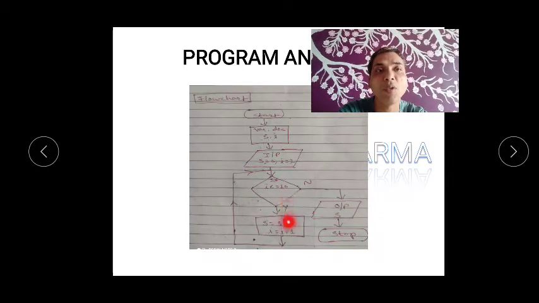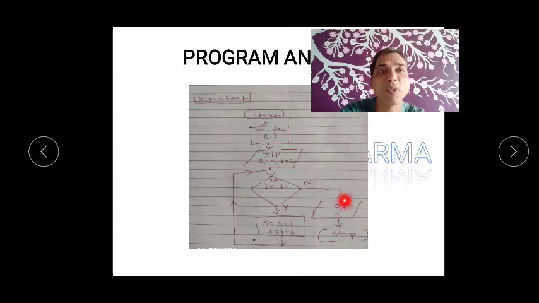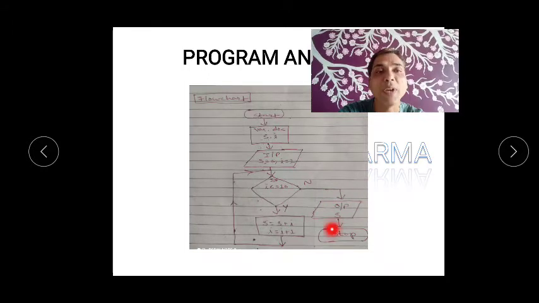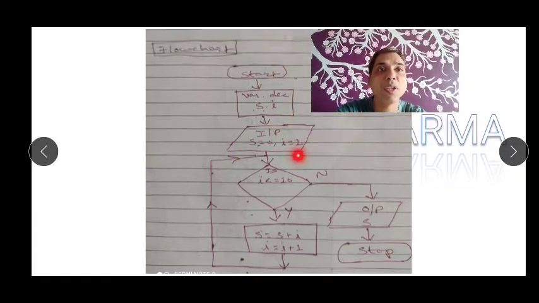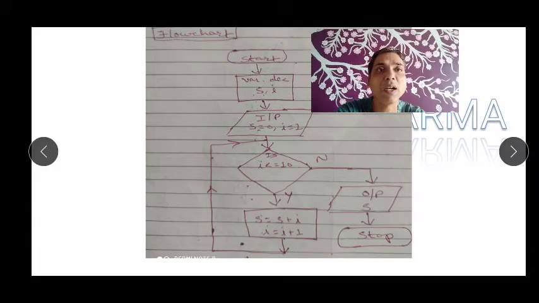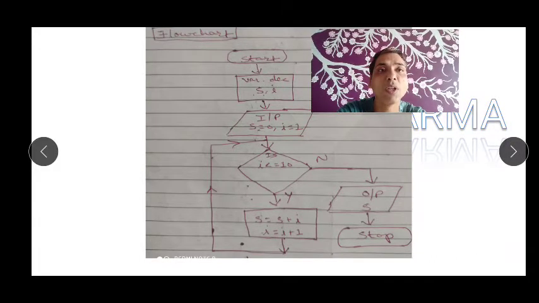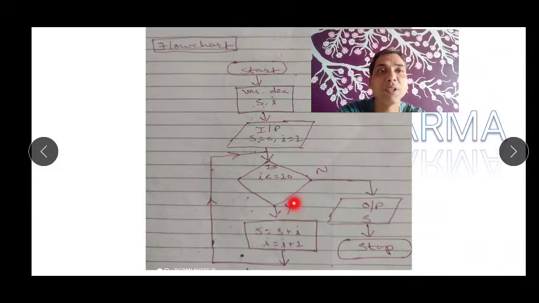That means you will not go inside this, and you have to go to the next step, number 6, that is output s. It will just print the sum, and finally you have to stop the flowchart. Everyone knows that you have to stop somewhere. You can easily understand: start, variable declaration, input, then decision box, then the process, what to do if it is true or yes, and what to do if it is false or no.